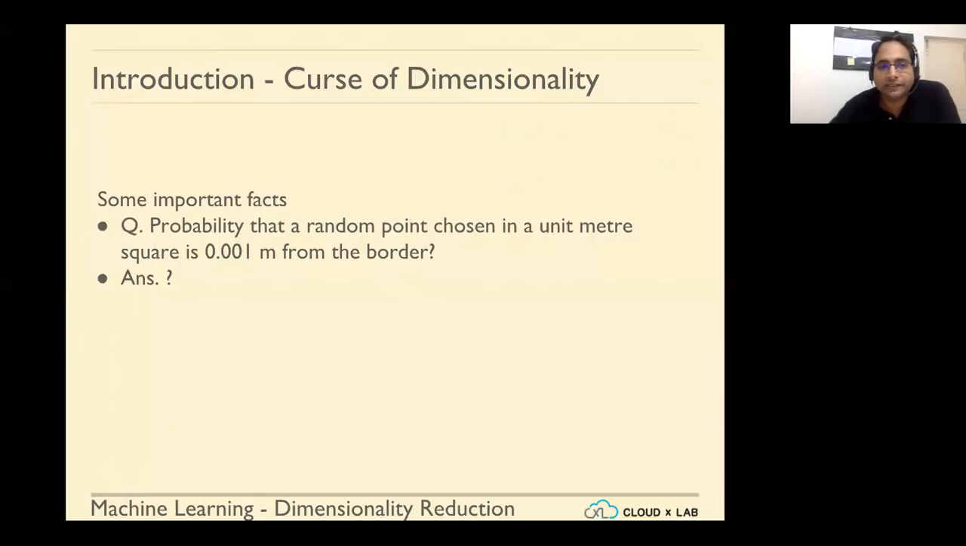Let me ask you this very simple question. If you are taking a unit meter square, and it has a 1 millimeter border, what is the probability of choosing any point on this square such that it is on the border? The border's thickness is 1 millimeter. We have to choose a point on this square. What is the probability that this point is going to be on the border? Anyone? The answer is simple: compute the area of the border, compute the area of the overall square, and then divide the two, right?